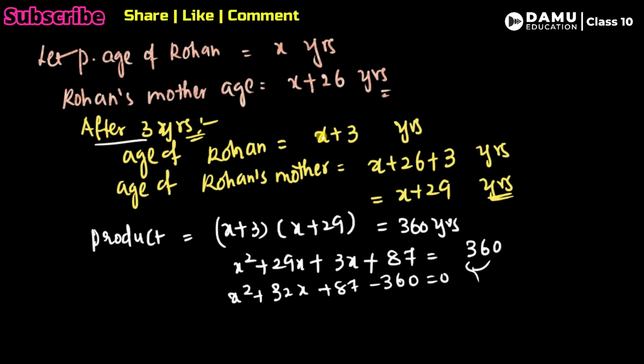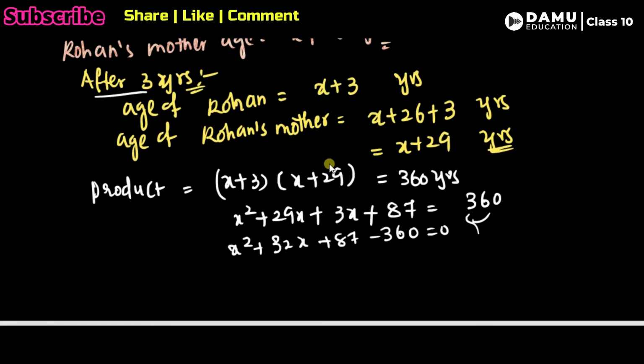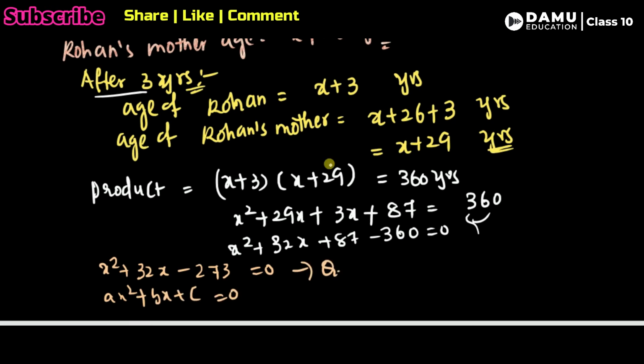We are shifting this to the left side. So what value will we get? So here 360, x square plus 32x. So let's write x square plus 32x minus 360. So 360 minus 87 we have to do. So minus 273. So we will get minus 273 will be equal to 0. So this is in the format of ax square plus bx plus c equal to 0. Now this is the quadratic equation.